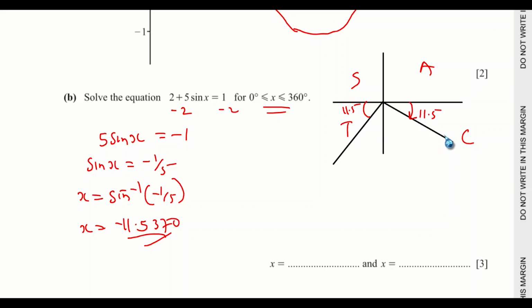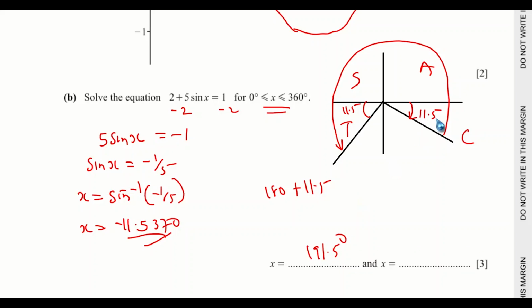So the first angle will be from here to here, that's the first value, so that will be 180 add 11.5, that is the total angle. So this one will give us our first answer, that will be 191.5 degrees.